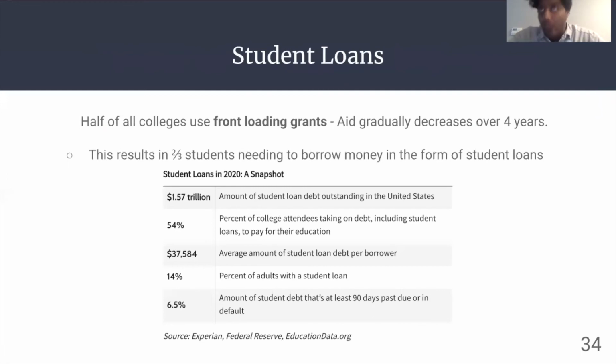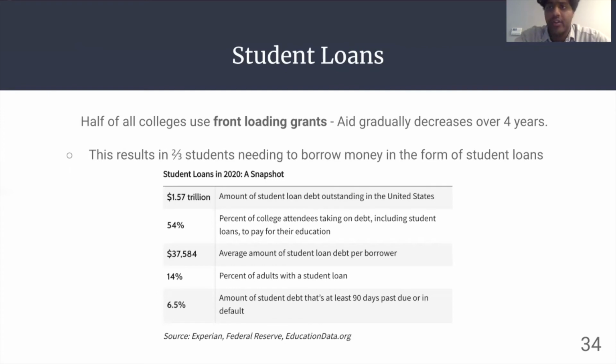Now, let's say you filed for all the grants, but you still have loans. That's a position that two-thirds of students at college are in right now. And half of the colleges use front-loading grants, where the aid decreases gradually over 4 years. So you get way more freshman year than you do as you progress through your college career.